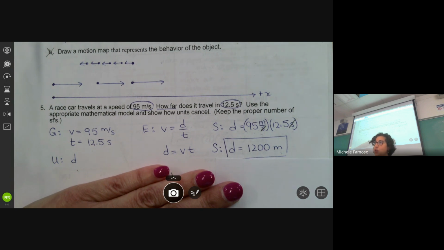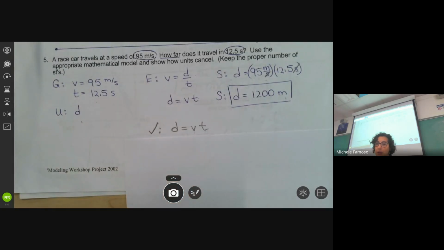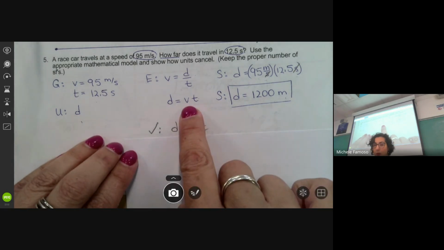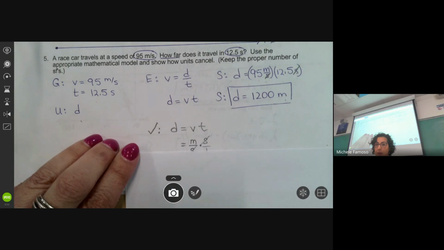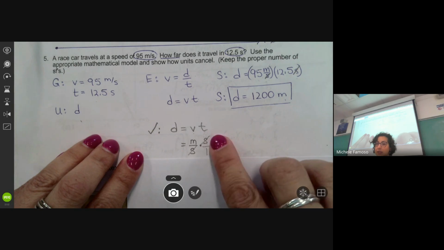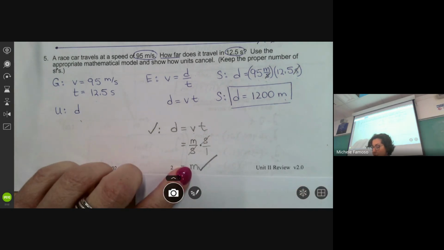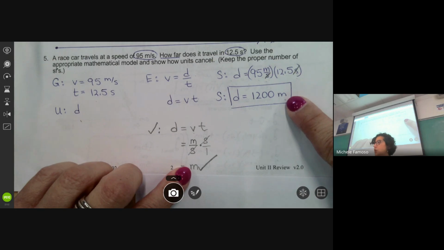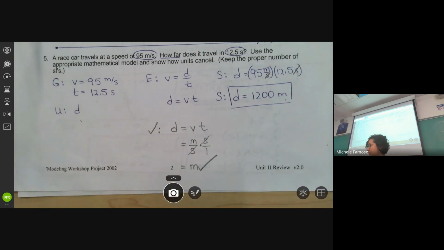Now, dimensional analysis. d is v t. You check the equation you plugged into. What was the speed measured in? Meters per second. What was the time measured in? Seconds. The seconds cancel, leaving us with meters, which is what I got for my answer, so that checks. All right, any questions on the packet?